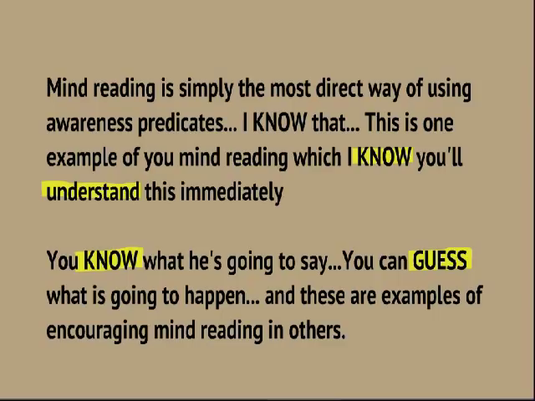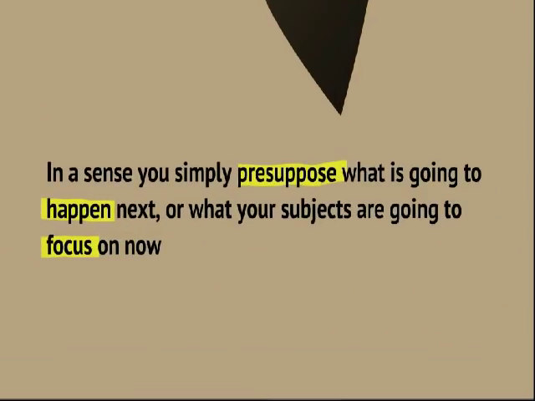Mind reading is simply the most direct way of using awareness predicates. I know that. This is one example of mind reading which I know you'll understand immediately. You know what he's going to say. You can guess what's going to happen now. And these are examples of encouraging mind reading in others too. In a sense, you simply presuppose what is going to happen next, or what your subjects are going to focus on now.